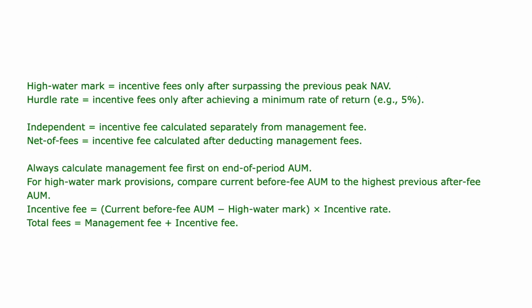HWM uses prior peak NAV, while a hurdle uses a minimum return threshold. Independent means the incentive is calculated separately, not net of the management fee. Incentive fee equals current before-fee AUM minus HWM, multiplied by the incentive rate. Sequence: management fee first, then incentive fee on gain above HWM.